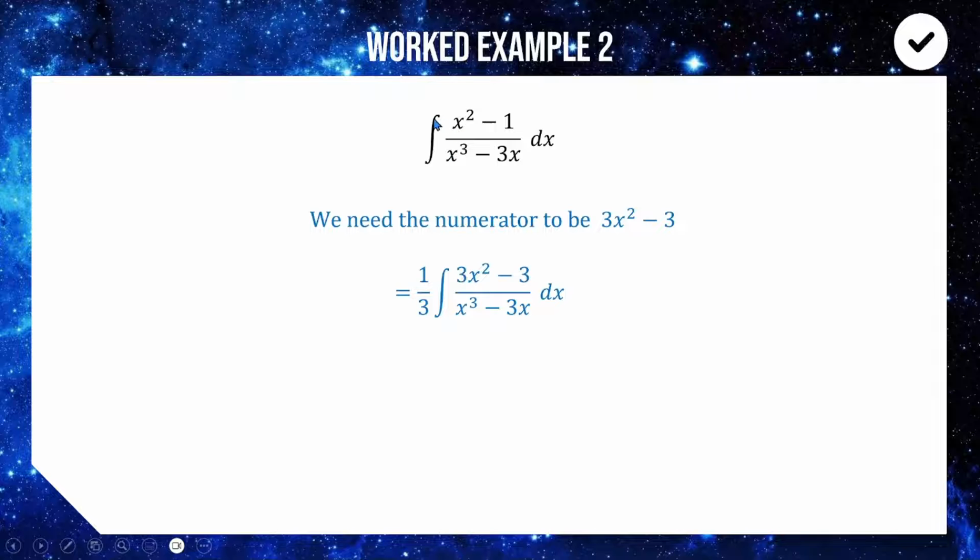So 3 on top, 1/3 out the front. Now the top is the derivative of the bottom, and now we can integrate using a logarithm. So we have 1/3, we have natural log of the denominator with absolute values with a plus c. So lots of stuff to remember: 1/3 out the front, log, absolute values, denominator, plus c.